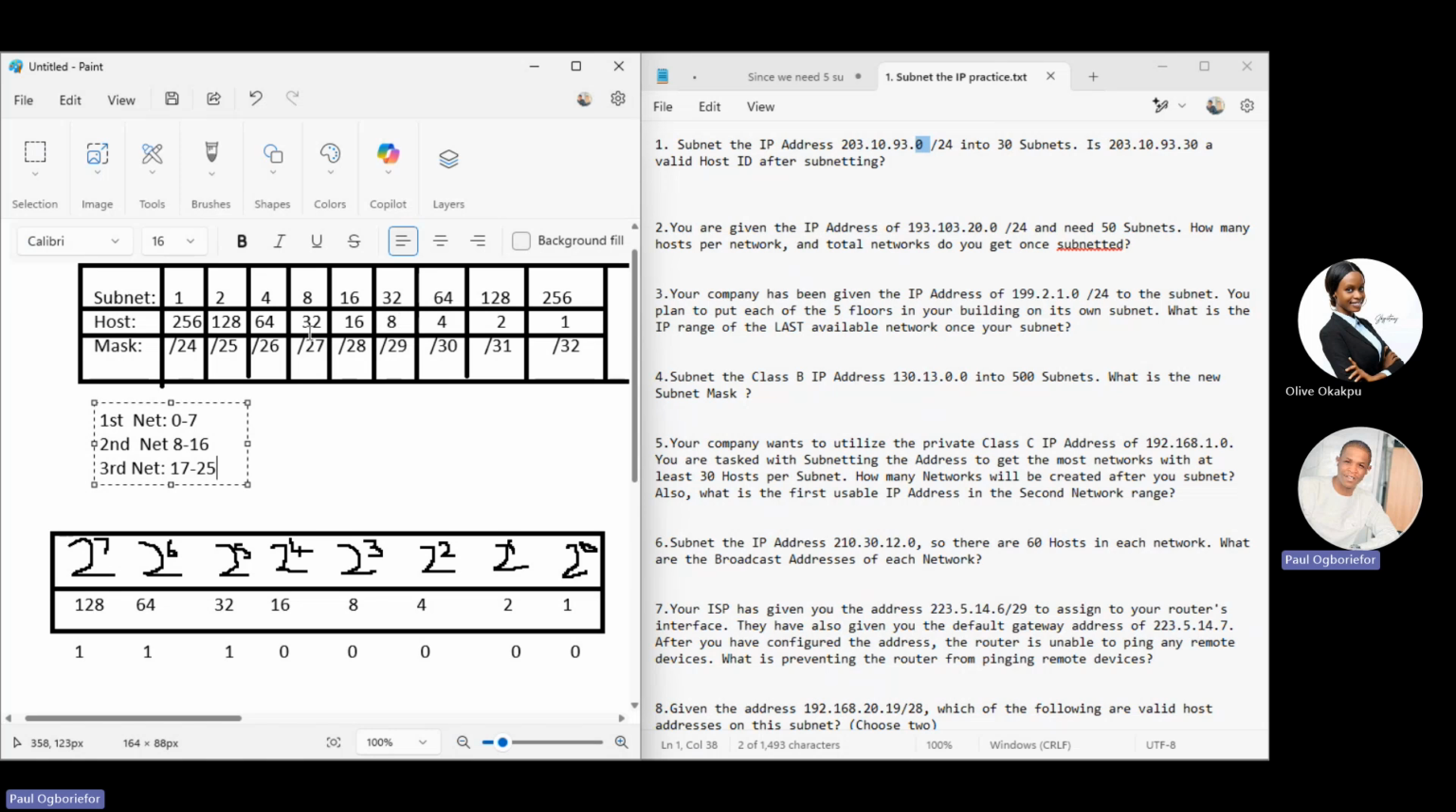I think this 16 should be 15, because if you're actually counting from 8, 8 itself is the network. I think it should be 15. That is 15, not 16. Then here, I think we have 16.